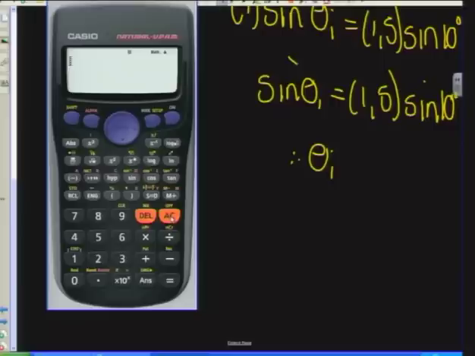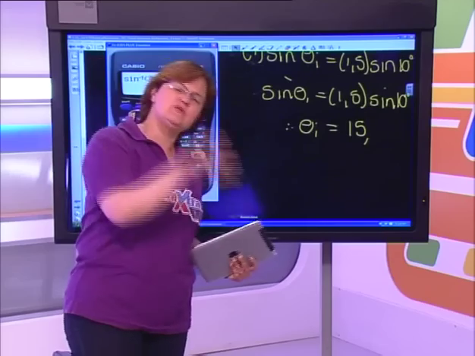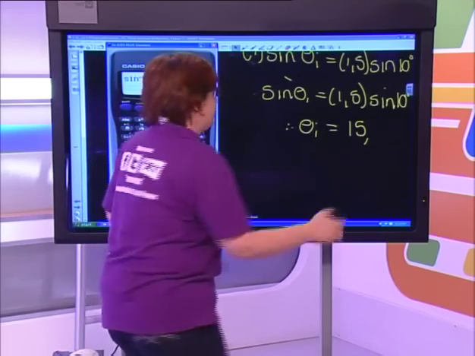To find the angle, we need to use second function sine, so it must say sine to the minus 1. Now it's inside a bracket, so I'm going to open another bracket, 1.5, which is how I wrote it, times sine 10 degrees. Now I'm going to close my brackets and press equal. We get 15.09, and some of you are going, that sounds like such a funny number. It is, it's okay. It's 15.098. Remember, it's got to be two decimal places, so the 8 would make the 9 move.